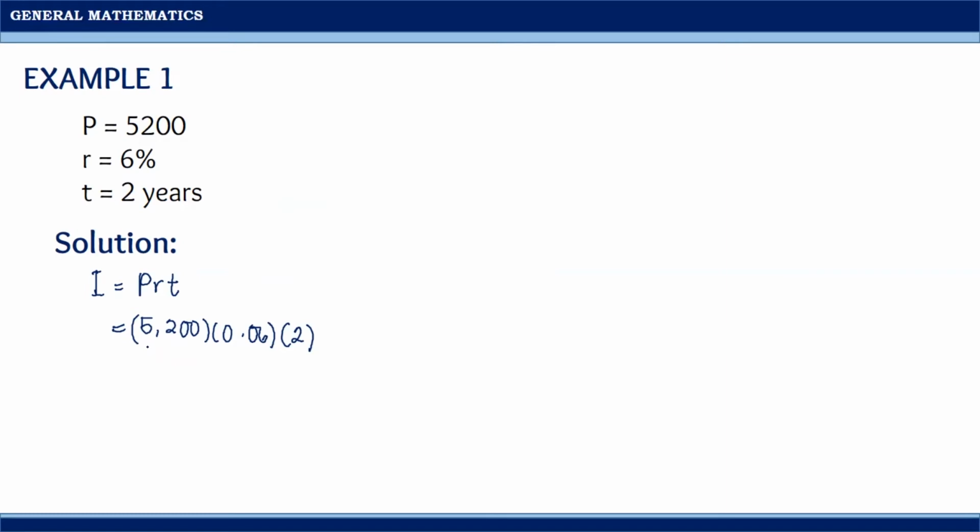Simplifying this, 5,200 times 0.06 times 2 will give us 624. Therefore, when we have the principal 5,200, rate 6%, and 2 years for time, the interest will be equal to 624.